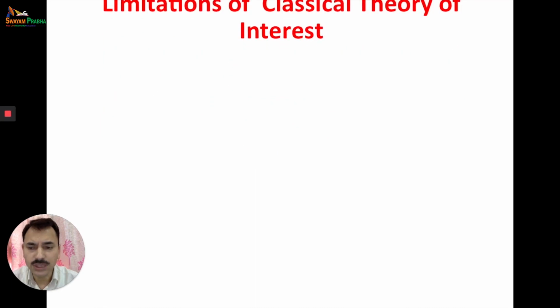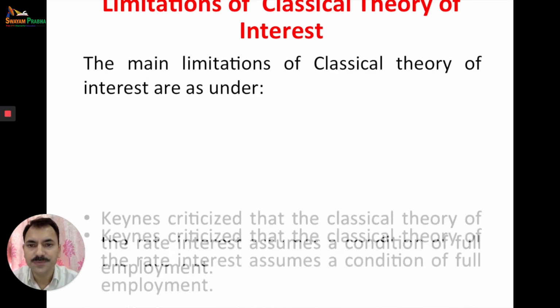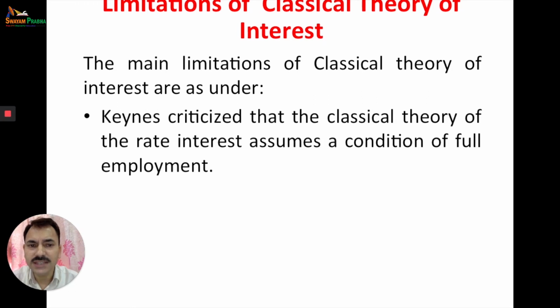Now, this theory has some limitations, or this theory has been criticized mostly by the Keynesian economists, or Keynes. Keynes criticized that the classical theory of rate of interest assumes a condition of full employment. Full employment means when a needy person will get a job according to his or her qualification, on the prevailing wage rate.